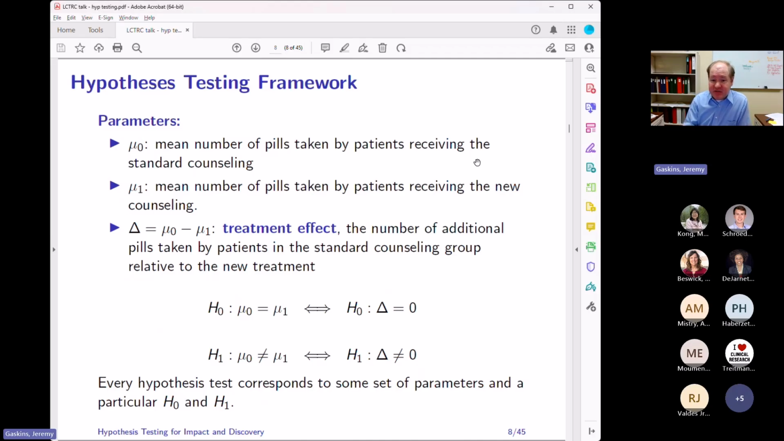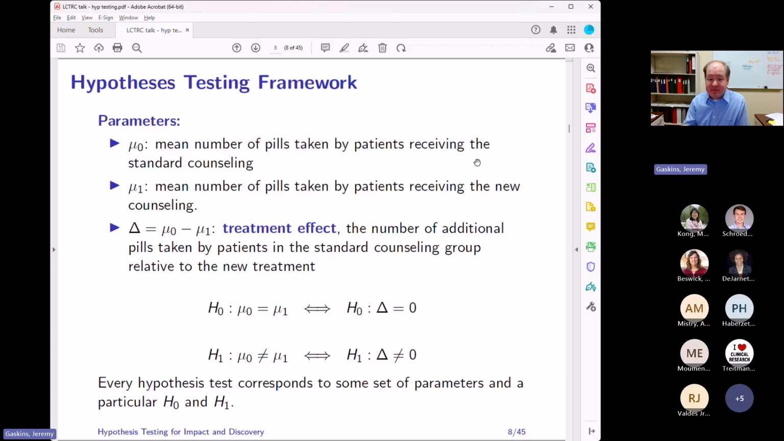And so my null hypothesis, right, needs to represent my default belief, the thing I want to disprove. And what I want to disprove is that the treatments are the same, right? And so my null hypothesis is that the number of pills taken under the standard counseling, mu0, is the same as the average number of pills taken by the new counseling. And so that's equivalent to this population parameter delta being equal to 0, right? And then my alternative is going to be that the number of pills taken under standard counseling is different from the number of pills taken under my alternative. And so my alternative here is going to be delta not equal to 0.